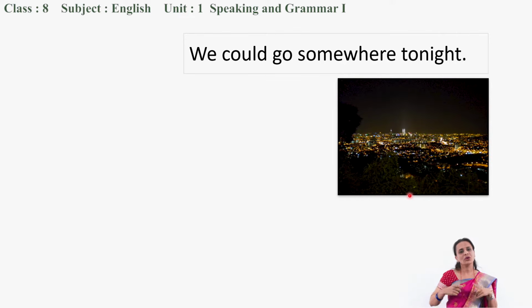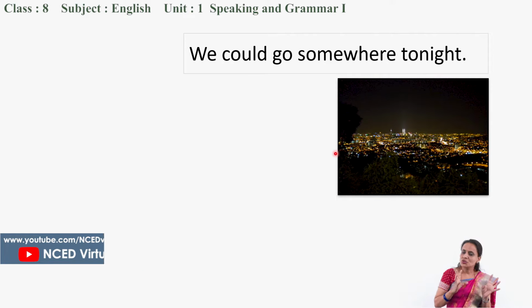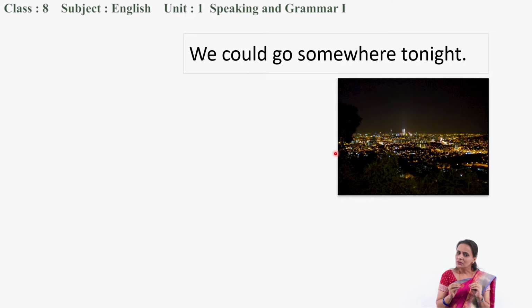Now see here, we could go somewhere tonight. There is possibility of going somewhere tonight, but it has not been fixed. We could go somewhere tonight. You can see the beautiful picture. Okay. There is possibility of going somewhere but not decided yet. So we use could to, what? To talk about the possibility. Okay. So my dear students, let's notice this word could also here.